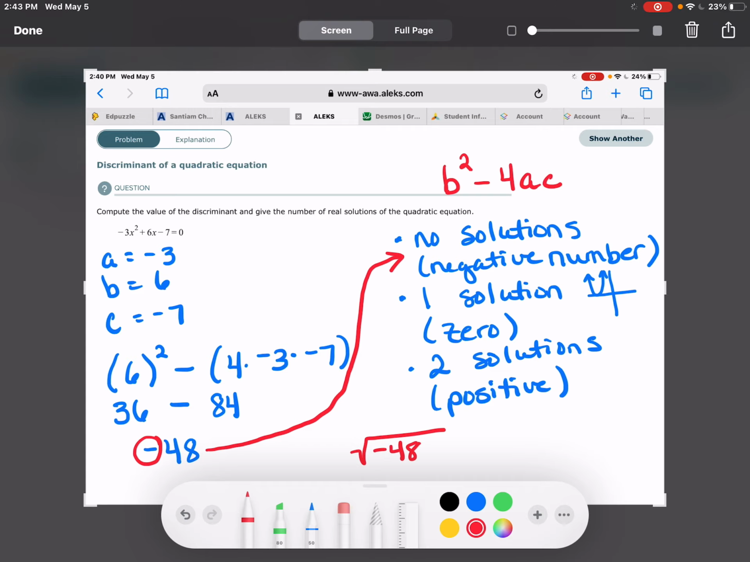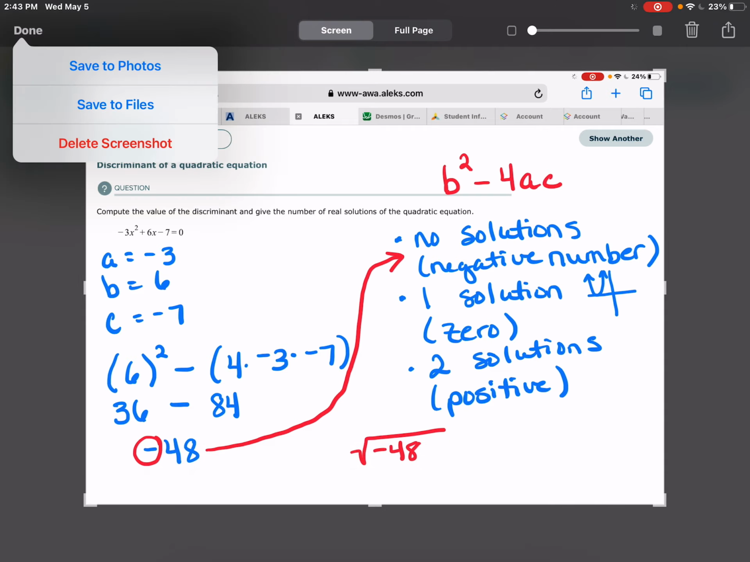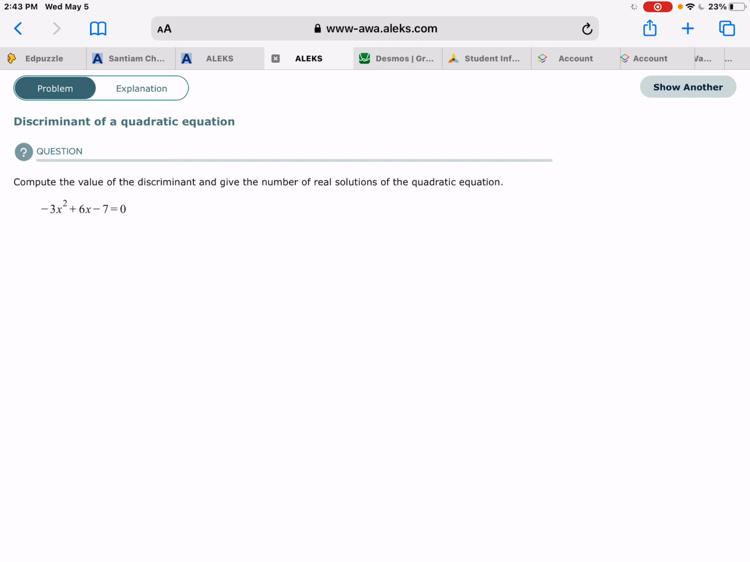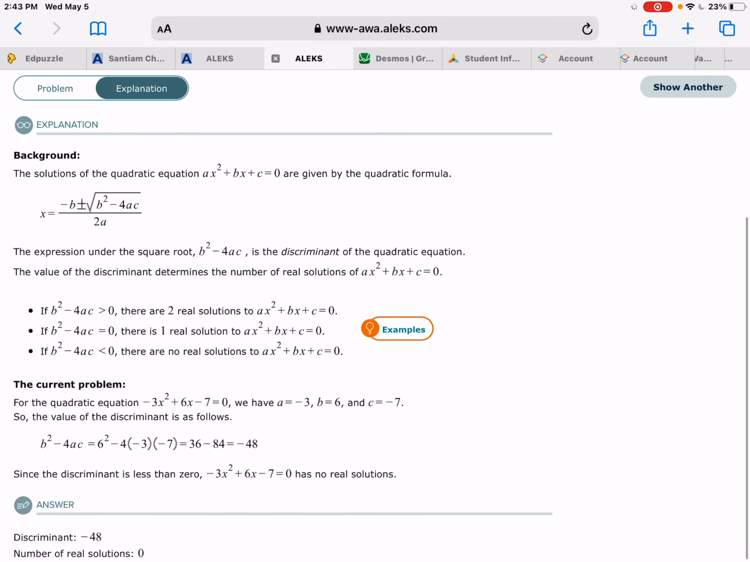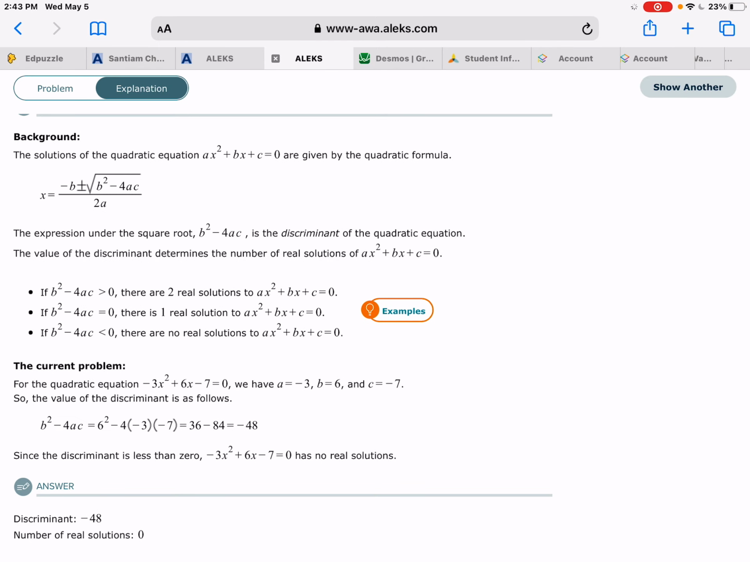Let's go check the explanation. We can see it. There we go, bottom left.